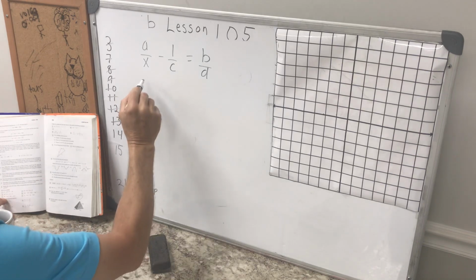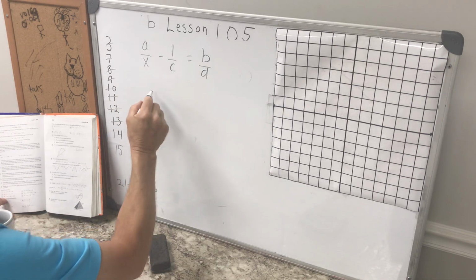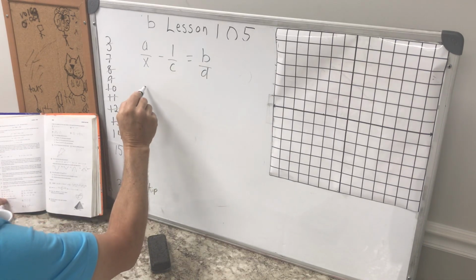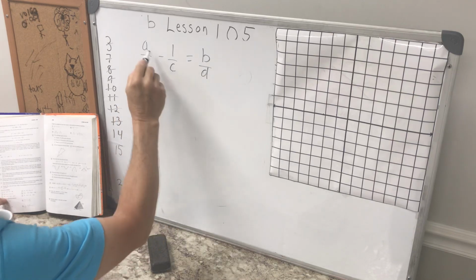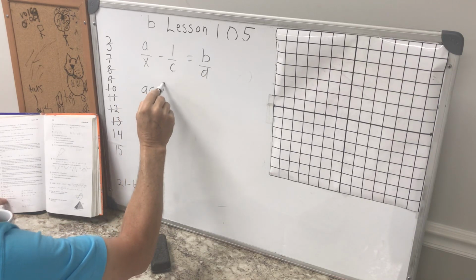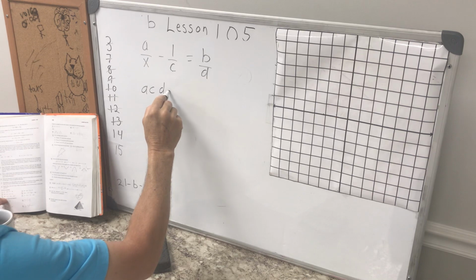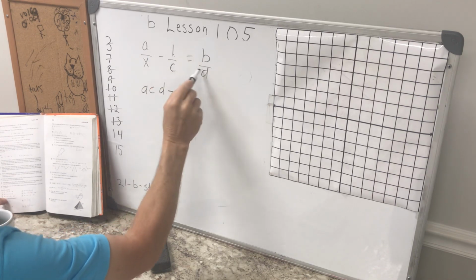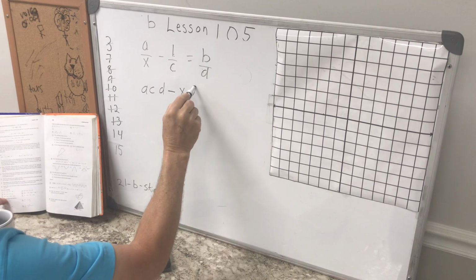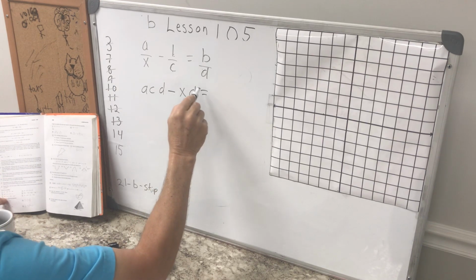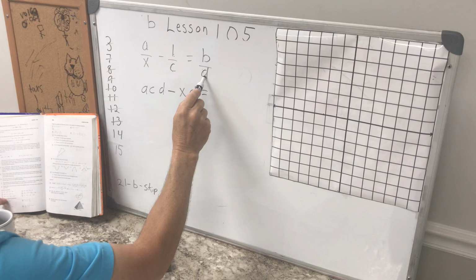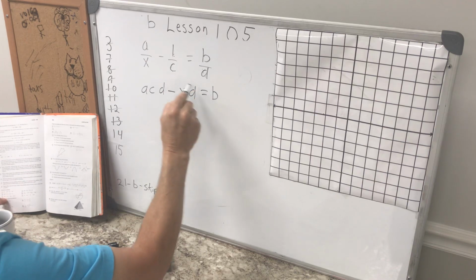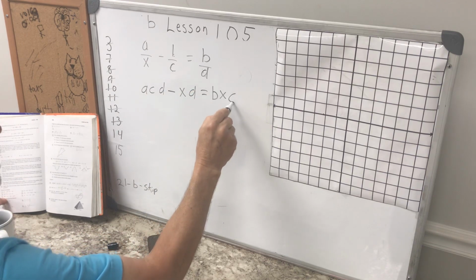Right, begin here. Our common denominator is XCD, so we add to the A here, we add the C and the D. Negative, this one we will add, we already have a C, so we'll add the X and the D, equals, the B is here, we already got a D under it, so we'll add a B, X, C.